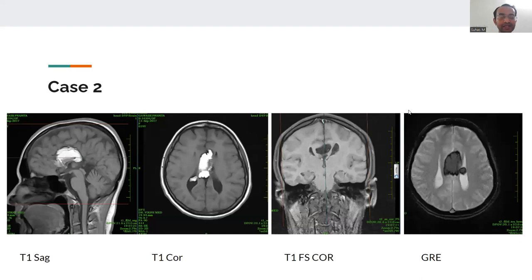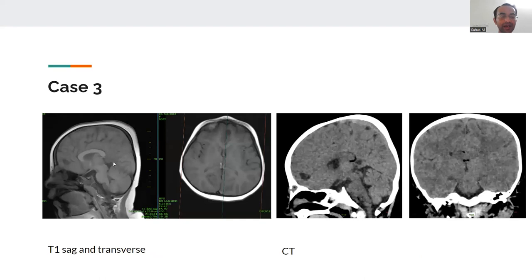Coming to our second case, this case too has partial agenesis of the corpus callosum. A large pericallosal interhemispheric lipoma is noted, an interhemispheric lesion showing T1 hyperintensity and suppression of fat on FS images as seen. The lesion is also showing intraventricular extension of the lipoma.